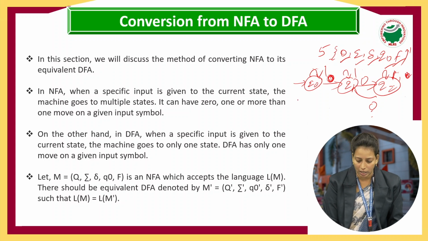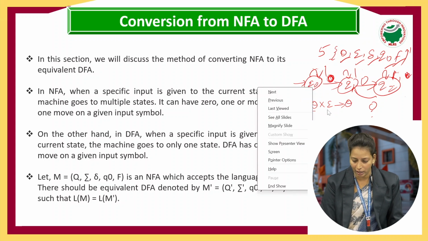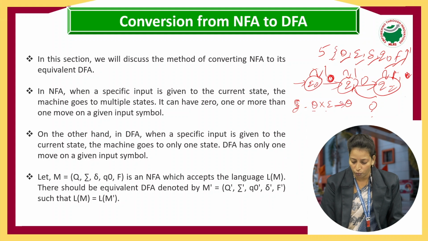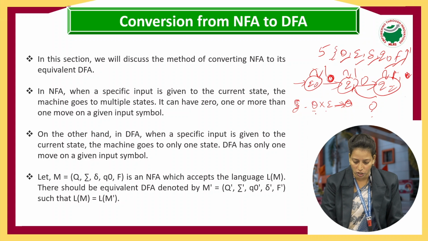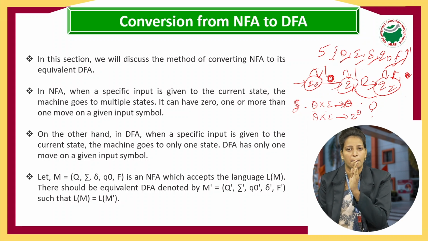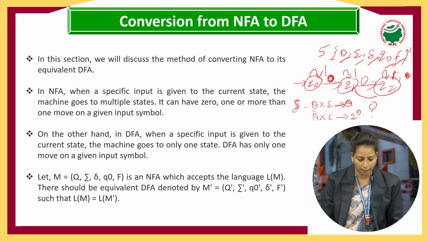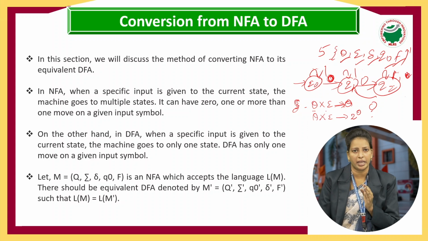In DFA, the mapping function is Q cross sigma to Q only. That means Q indicates states, sigma indicates input symbols, and it goes to only one next state in DFA. But in case of NFA, the mapping function is Q cross sigma to 2 power Q. 2 power Q is nothing but multiple states. So that is the main difference. Simply, NFA has multiple next states, and DFA has only one next state.